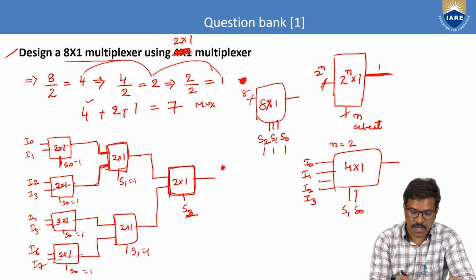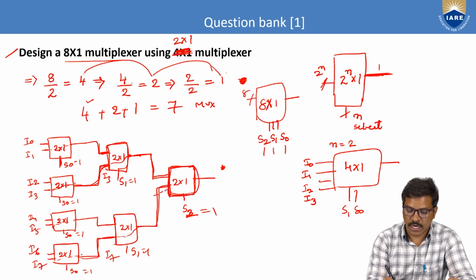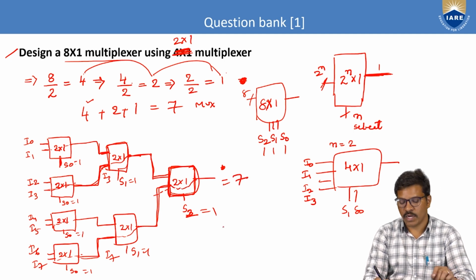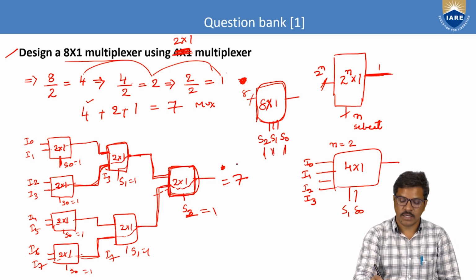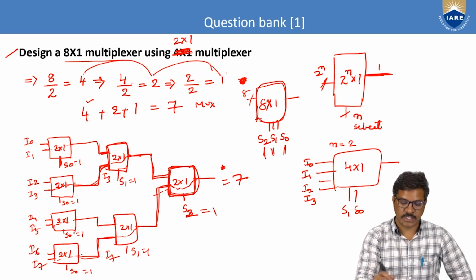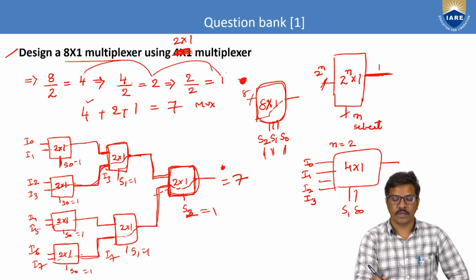In this I am connecting I3. In this connection I am connecting I7. So here I7 is connected, here I3 is connected. Then S2 is also 1. So one path is coming here, another path is coming here. But by choosing the 2x1 multiplexer, I am selecting this lower path to output, so that I7 is coming. So whenever, out of 8 inputs, I am giving 111, the 7th input I7 is connected to output.